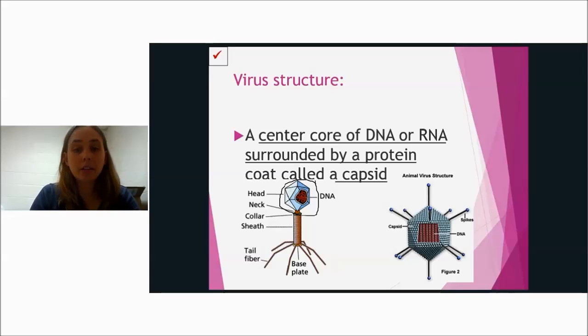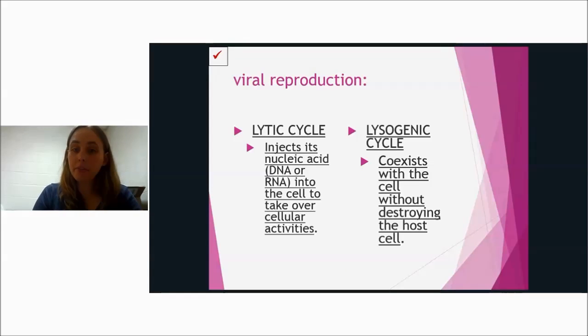Like we said, viruses are classified based on what they attack, and this one attacks bacteria, so it's called a bacteriophage. This one right here attacks animal cells, so it could be a type of virus that would attack us. The DNA is here in the middle, and it's surrounded by the protein or the capsid. Viruses can't reproduce on their own, but they do reproduce by taking over our cells.